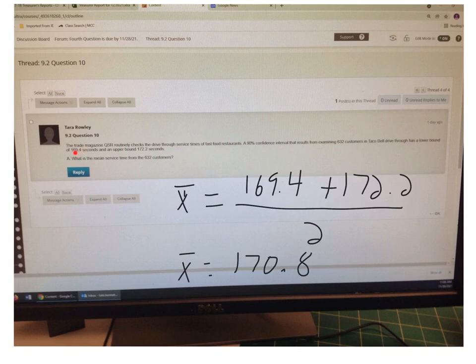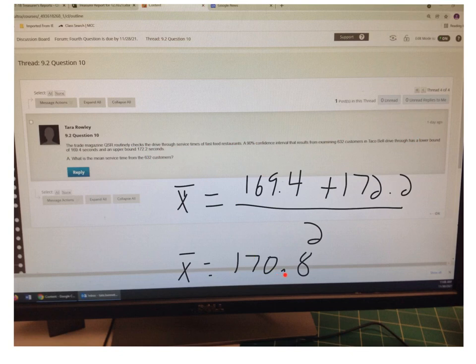Well, if you just take the lower limit plus the upper limit, and divide by 2, it'll give it to you. You're looking for the point that's midway between these two. And the way you do that is to add and divide by 2, is one way to do it.